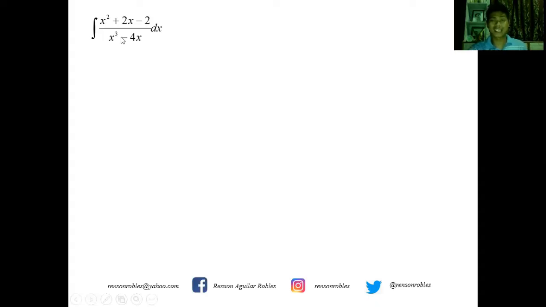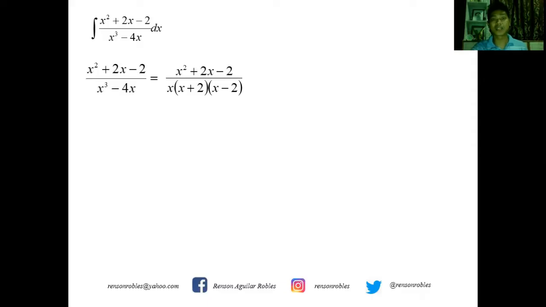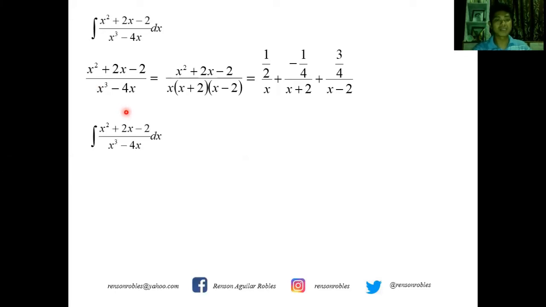Since we cannot easily identify a straightforward formula, what we're going to do is find fractions that when added are equal to the given function. In this case, I have investigated that this fraction is equal to (1/2)/x plus (−1/4)/(x + 2) plus (3/4)/(x − 2). When these three fractions are added, the result is (x² + 2x − 2)/(x³ − 4x).